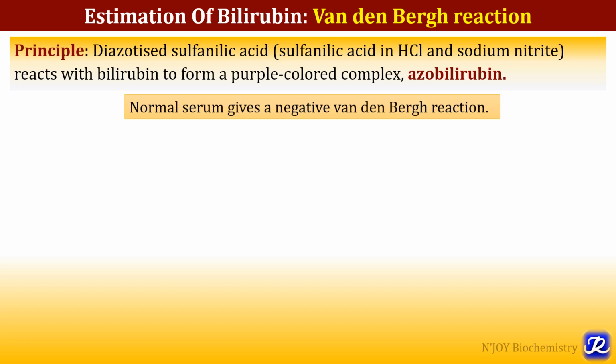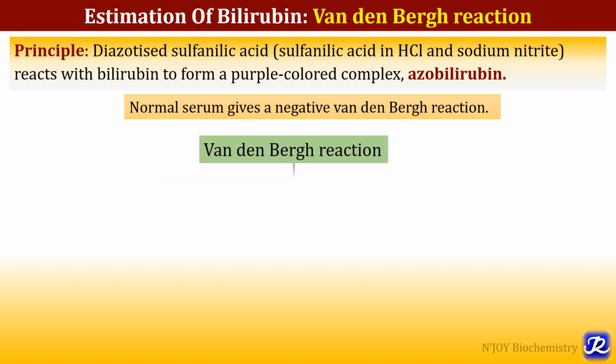Normal serum gives a negative Van den Bergh reaction. So if we perform this test, if we add diazotized acid to the serum of a normal person, having normal bilirubin values, the test will be negative, meaning there will be no development of purple color.